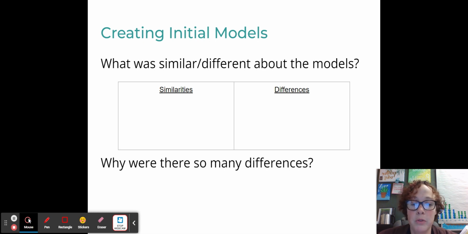And one of the reasons there are so many differences is humans are so unique. Our brains are so unique, and there are lots of different ways to visually represent information. We all think of information in different ways and draw different pictures in our brain. And that's perfectly fine. It's part of the reason humans are so cool.